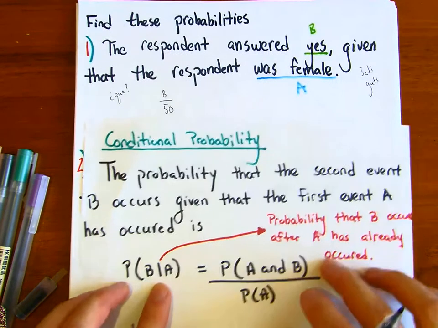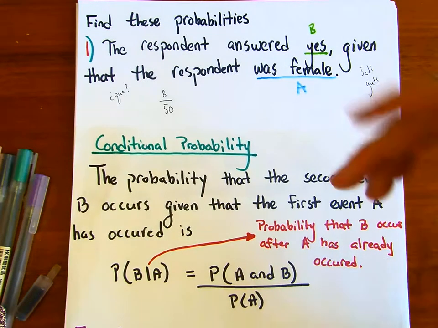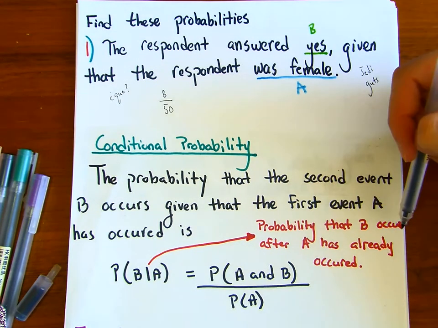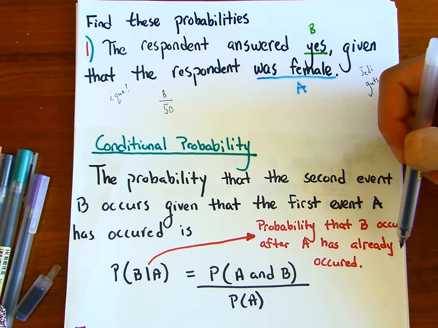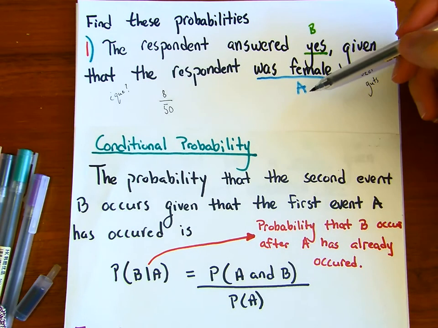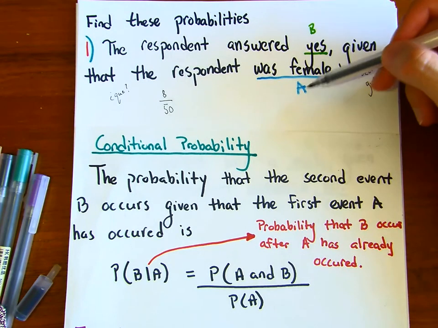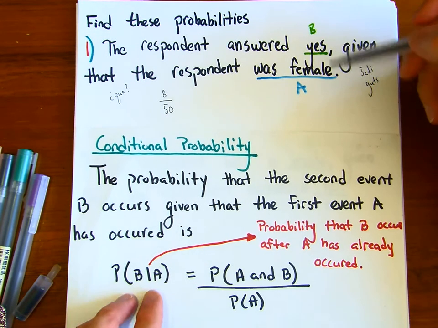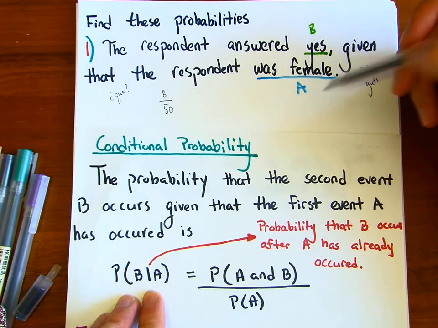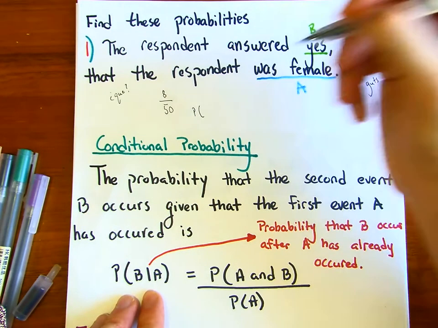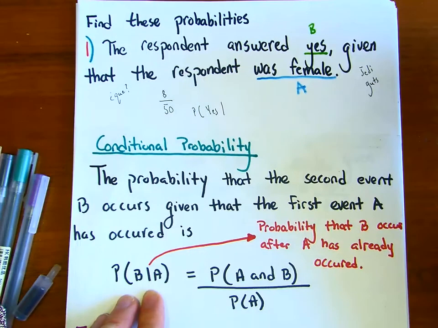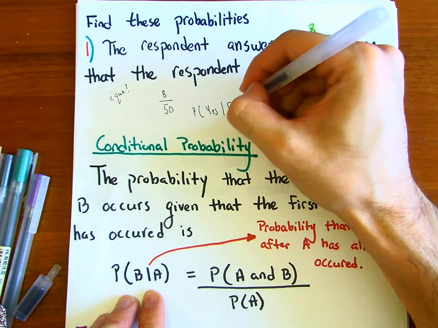So here, let's look at this example. Notice the probability that B occurs after A has already occurred. The person was already a female, and now we want to see how many of the females answered yes. So just watch this setup. Let this be the B and let this be the A. So what is the probability of yes given it was a female?